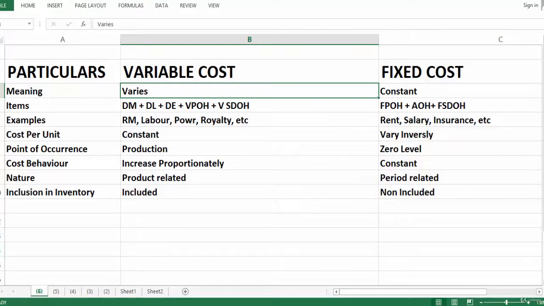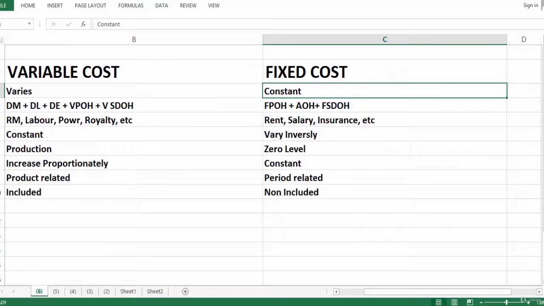Then what is fixed cost? Fixed costs are those costs which are assumed to remain constant for a given period of time, whatever be the level of output in that period.